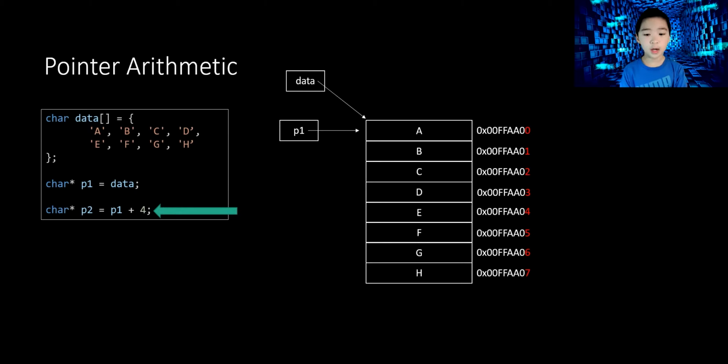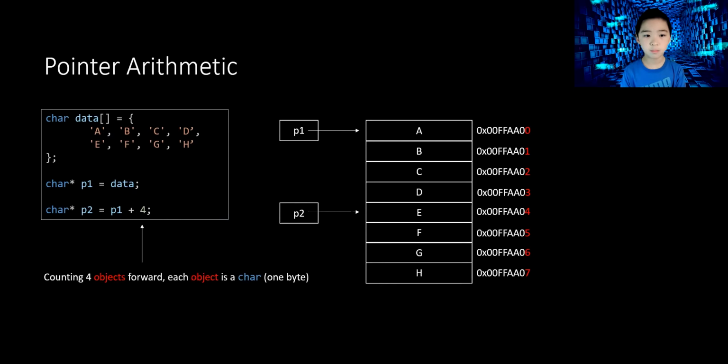Now here's the tricky part. We define another pointer to a char called p2, but p2 is equal to p1 plus 4. If you look at the chart, you start at the first element, A, and you move 4 steps. And that is exactly what we want, but what is actually happening is not as it seems. The 4 doesn't mean counting 4 bytes forward in memory. It actually means counting 4 objects forward.